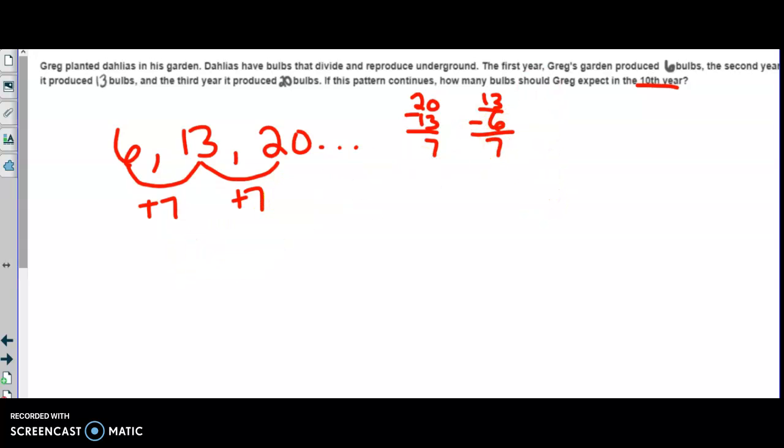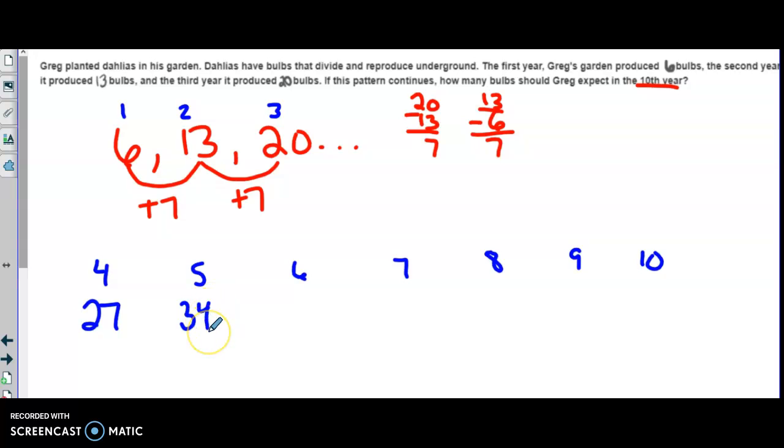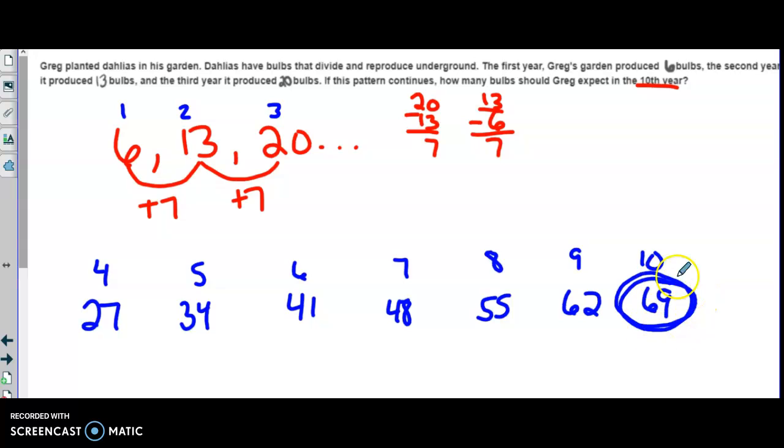Okay, so we want to know what happens in the 10th year. So we have the first, second, and third year. You can just continue the pattern if you want to. 4th, 5th, 6th, 7th, 8th, 9th, 10th. So if you wanted to do this, you would just keep adding 7 every time. 20 plus 7 would be 27. 27 plus 7 would be 34. 34 plus 7 would be 41. Then add 7, you get 48. Add 7, you get 55. Add 7, you get 62. Add 7, you get 69. So in our situation, there would be 69 in the 10th year.